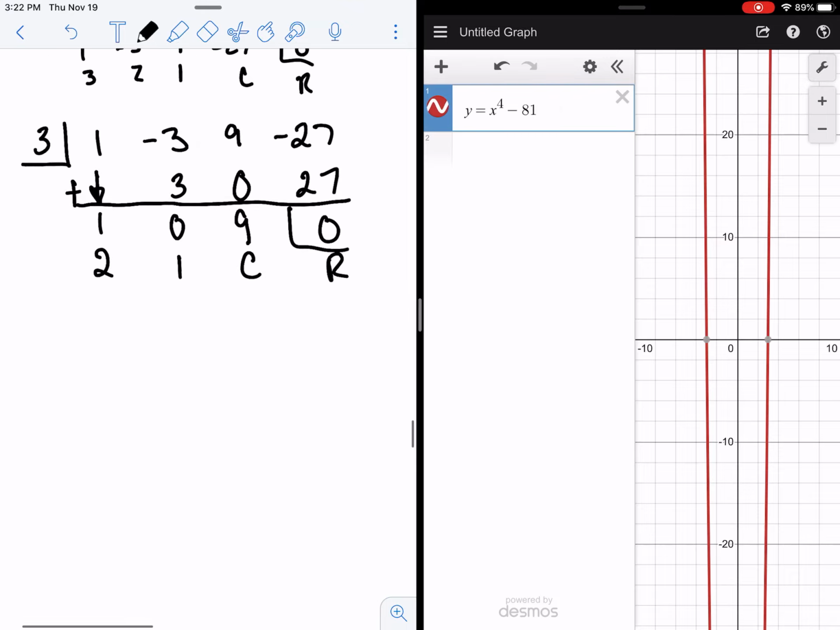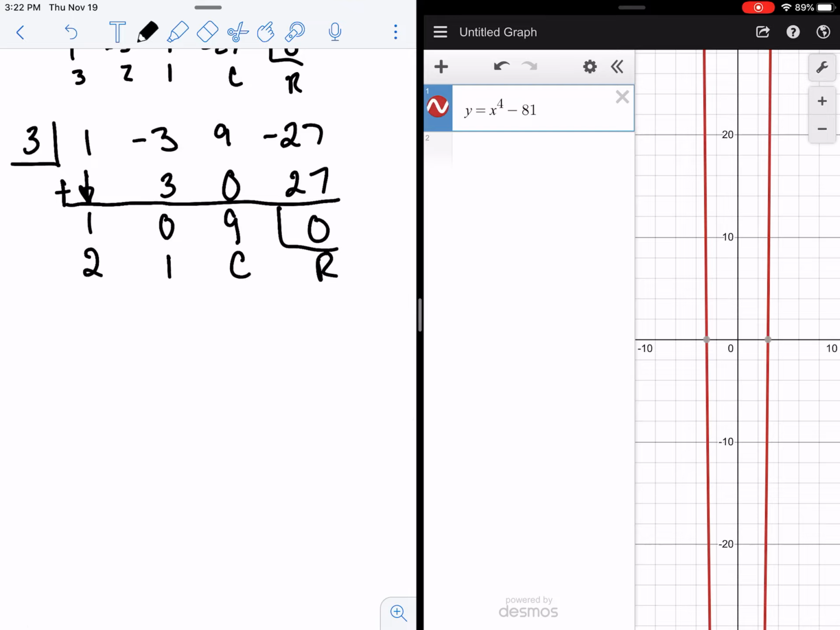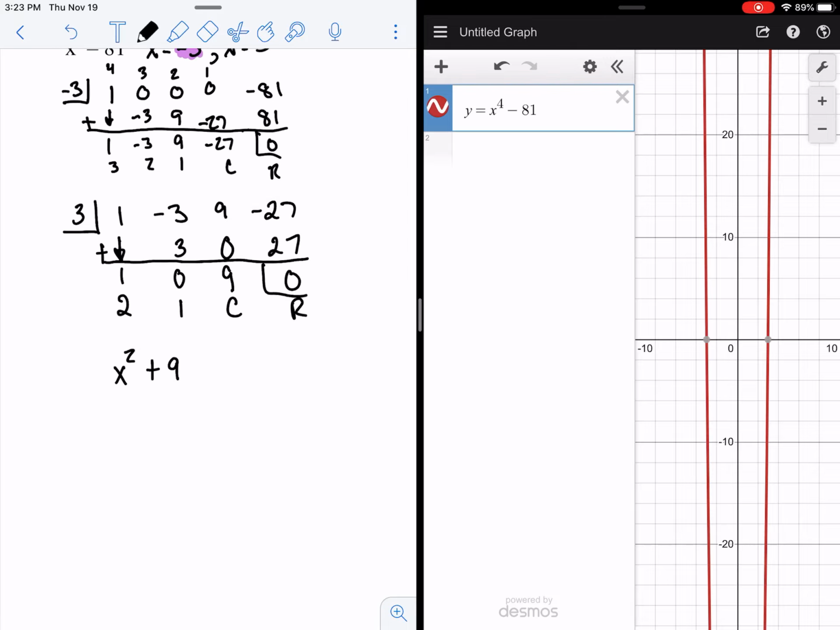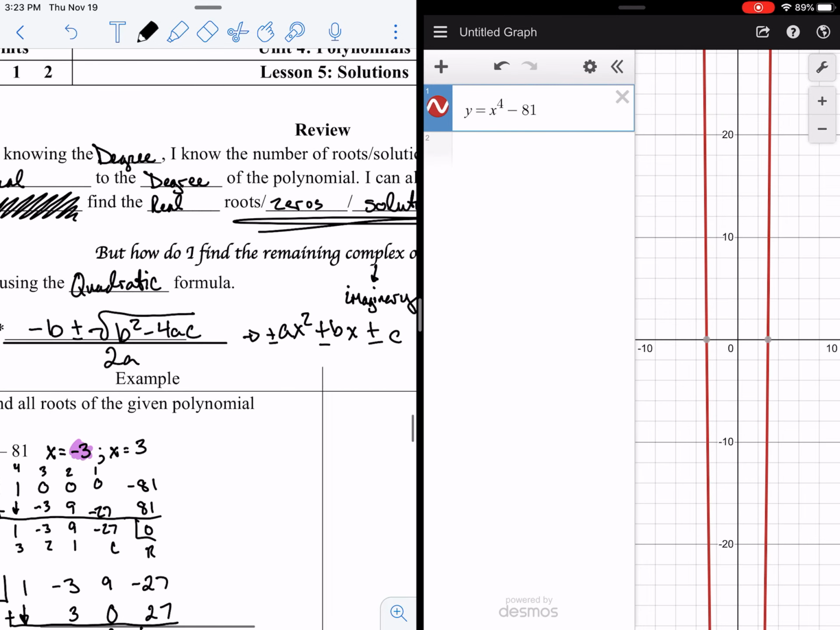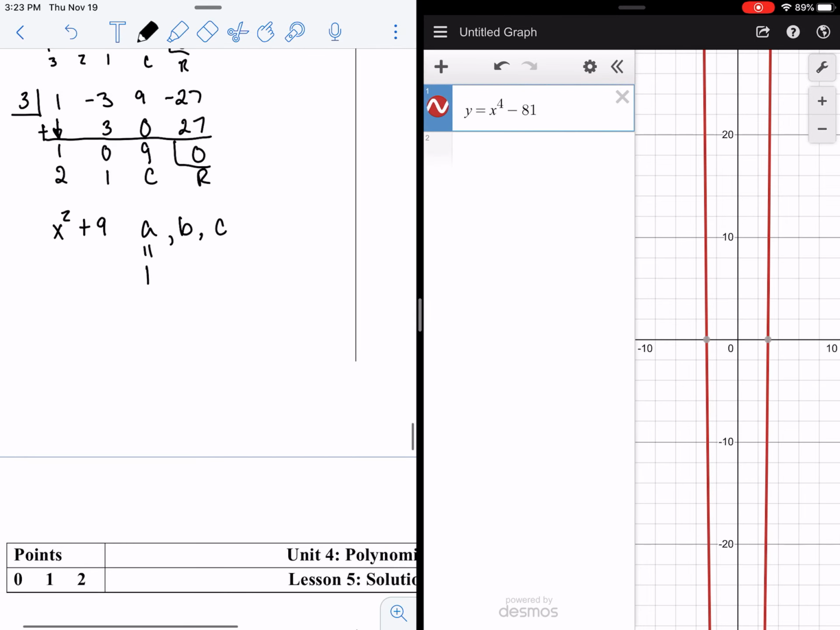Degree of 2. So I'm going to write this as a polynomial. x squared plus 9. Because I now have it as a quadratic, I need to find the a, the b, and the c values. Where a is 1, b goes beside the linear x term, which I don't have in this problem. c is the constant, which is 9.